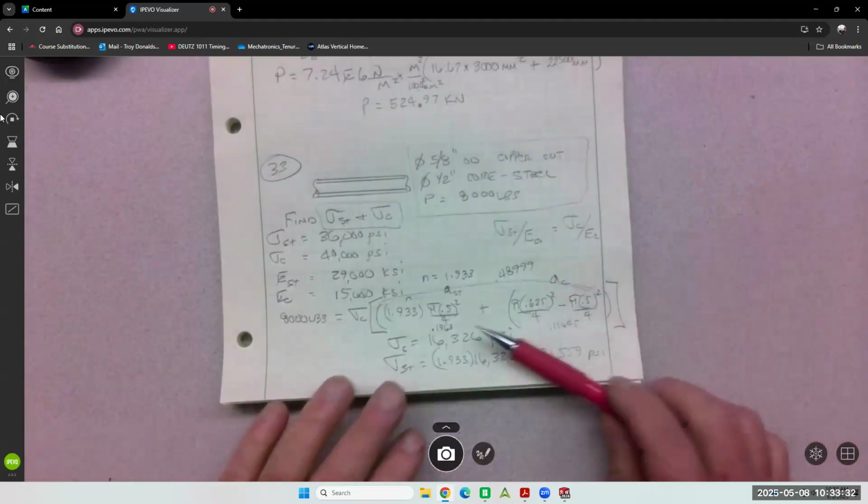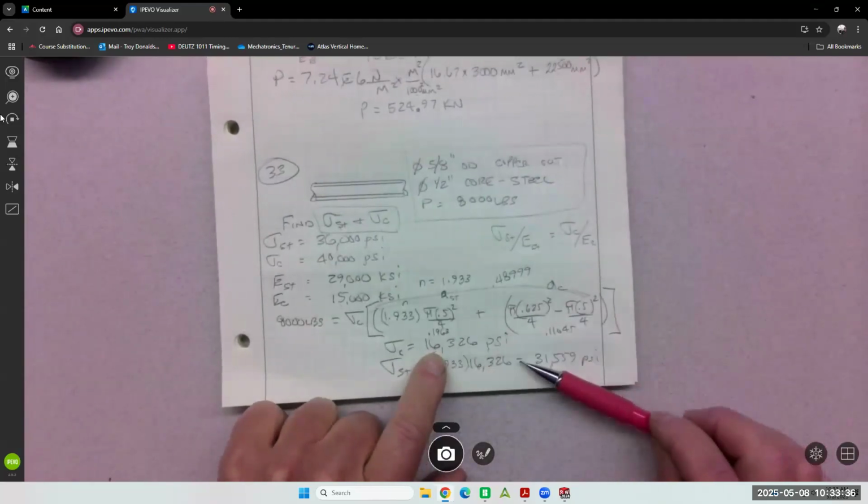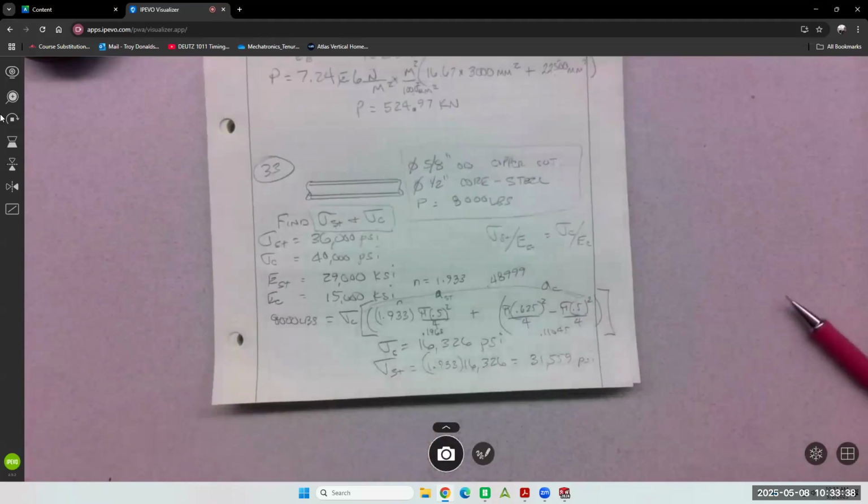What's interesting is the copper stress is much lower, that's the weaker material. And the steel stress is higher, but that's because of the area difference. It's quite a bit of area difference in that, so.